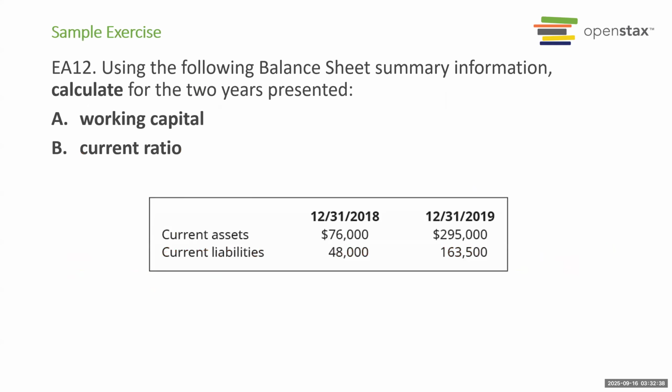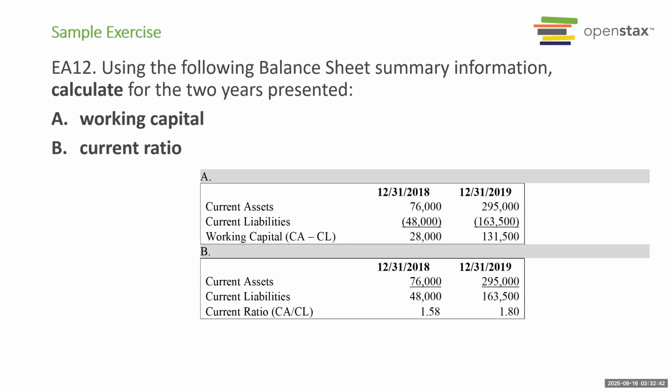So exercise 12, we're going to calculate the working capital and the current ratio. For the first part, for working capital, you take the $76,000 and subtract out the current liabilities of $48,000, and you have $28,000 in working capital. In the following year, you take the $295,000 in current assets, subtract out $163,500 in current liabilities, which leaves you $131,500 in working capital. Overall, pretty good ratio.